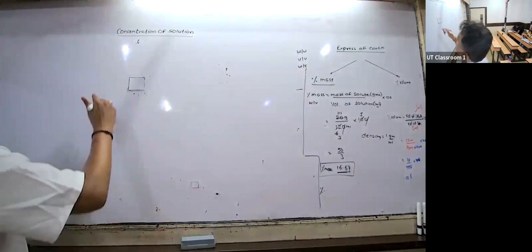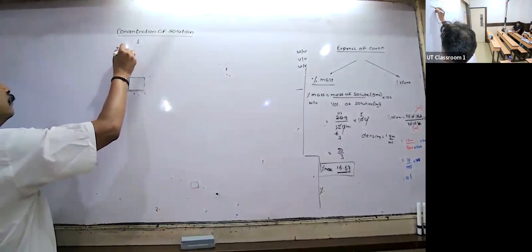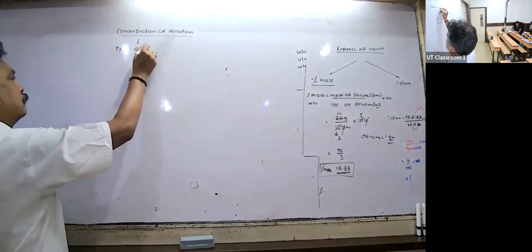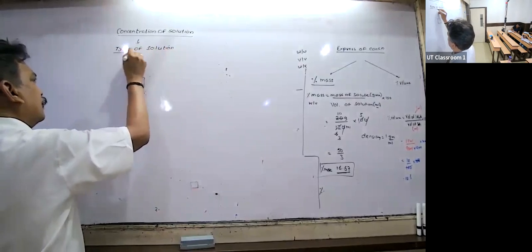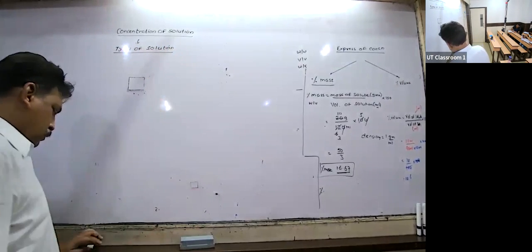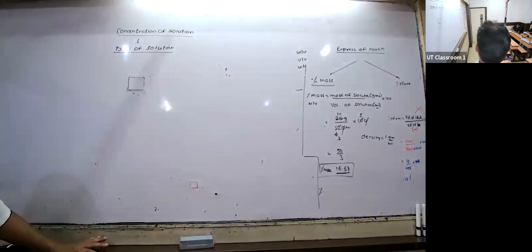Okay, now let's understand the types of solution. Now we are talking about types of solution, which are true solution, clear solution. Write this down.